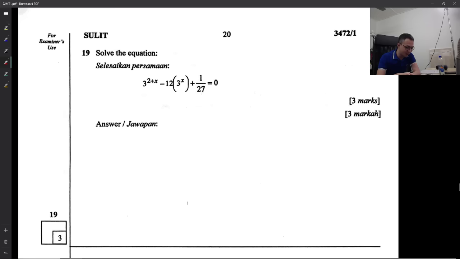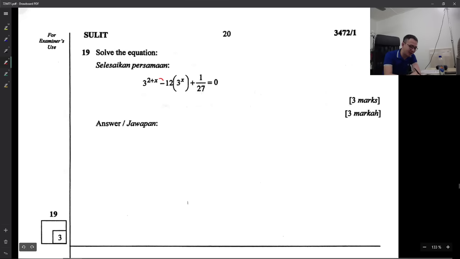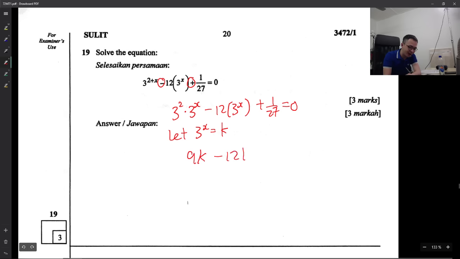Okay, so indices. Whenever you see a plus or minus that is not in the power, you know you have to use the substitution method. So I want to do the substitution method quickly. I will do 3 squared times 3 power x minus 12 times 3 power x plus 1 over 27 equals 0. Maybe I let 3 power of x equal k. So 9 times k is 9k, minus 12k equals negative 1 over 27.